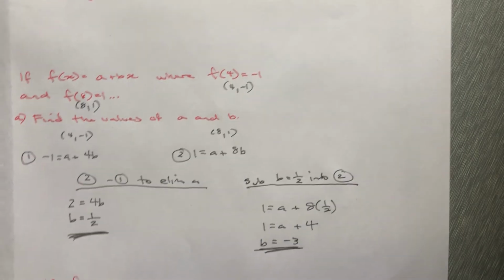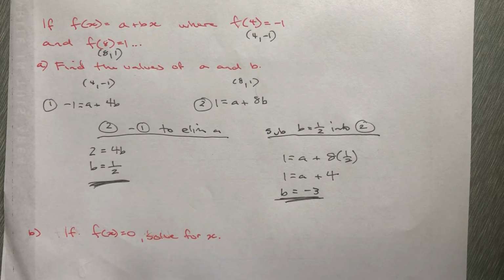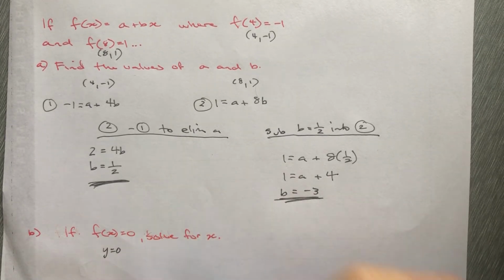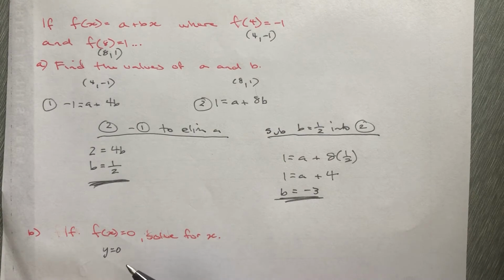I'm going to move down to part b of this question. Now what it's saying here is that if f of x equals 0, so f of x, that's the same as saying y, isn't it? So you could write this instead, if you wanted to, as y equals 0. So we're pretty much making y equals 0.